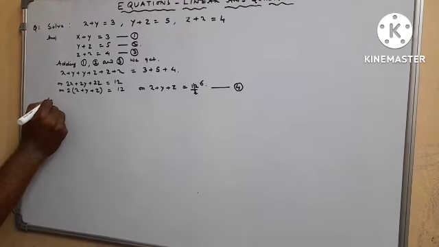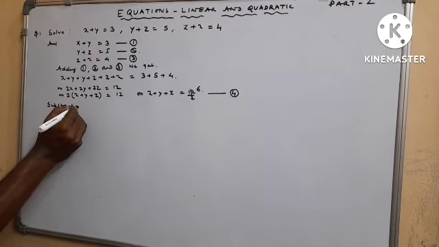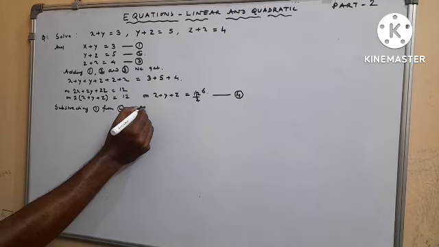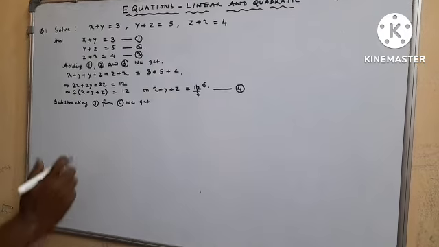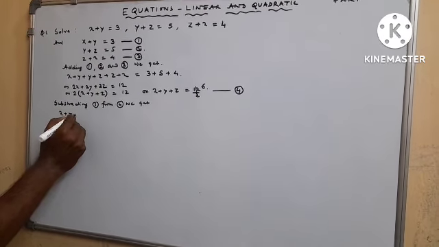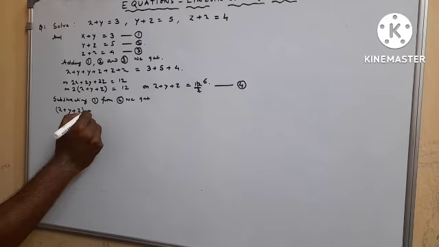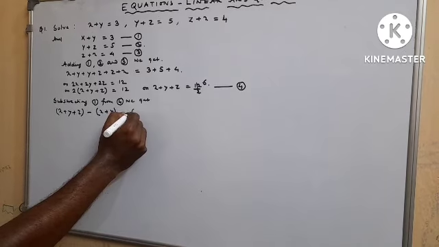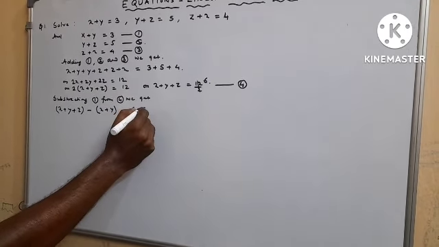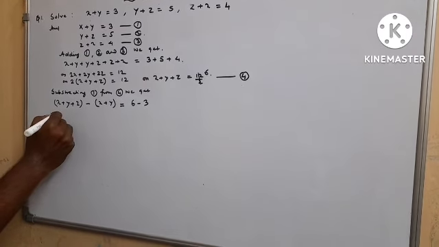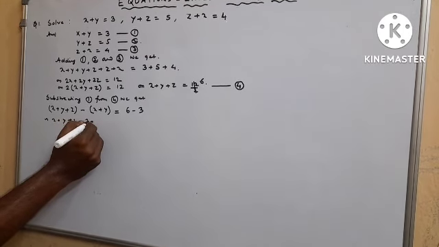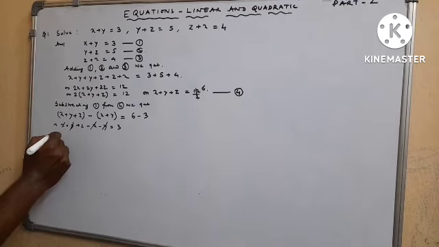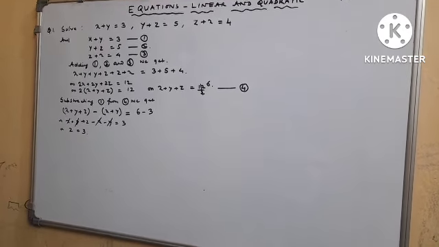Now subtracting one from 4, we get: 4 is x plus y plus z, minus 1 which is x plus y, equals 6, right hand side, minus 3. Or x plus y plus z minus x minus y equals 3. So minus x minus y plus x plus y cancel, and z equals 3. So we got the value of z as 3.